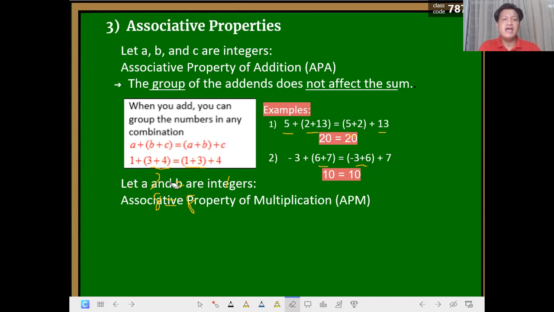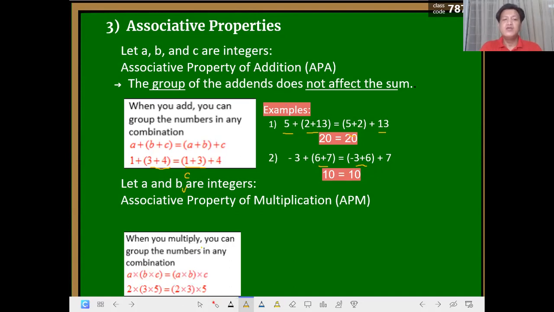Okay, so dito naman, let A, B, and C are integers. Okay, so kung mapapansin natin, di ba, there are 3 integers involved here. Okay, so meron siyang C, hindi lang siya. A, B and C are integers. Associative property of multiplication or APM. Okay, ibig sabihin yan, when you multiply, you can group the numbers in any combination.